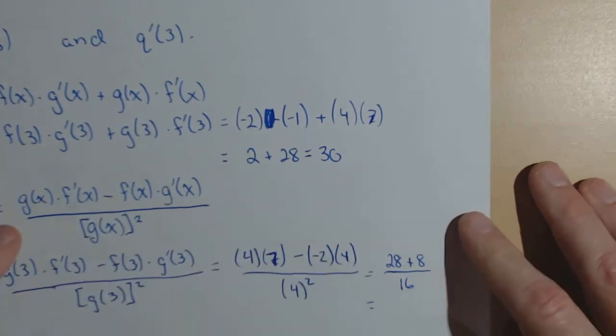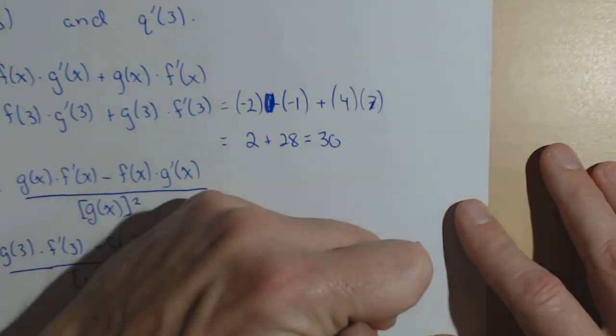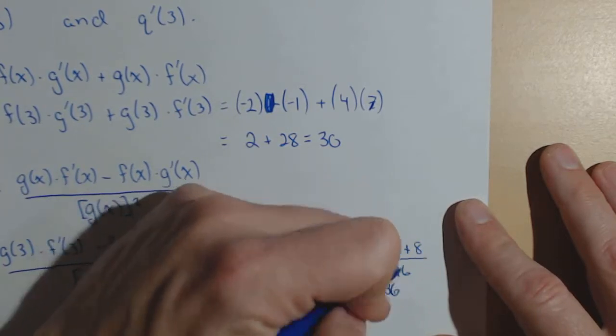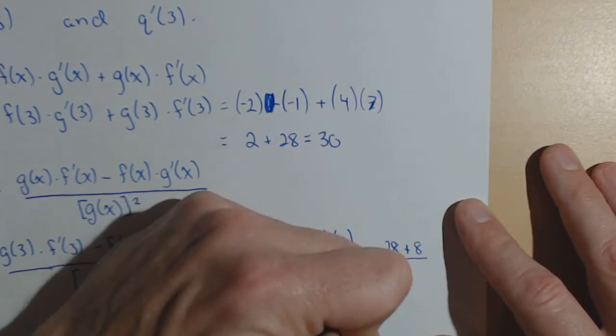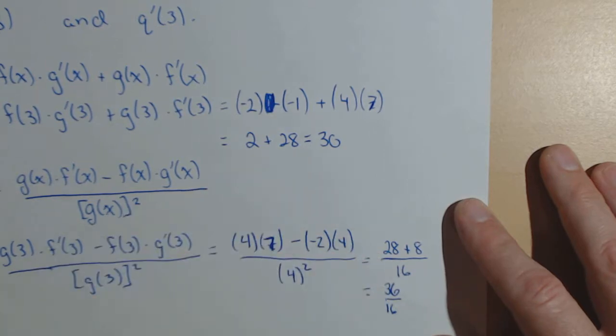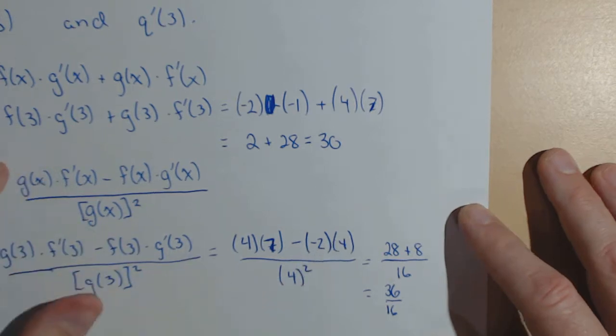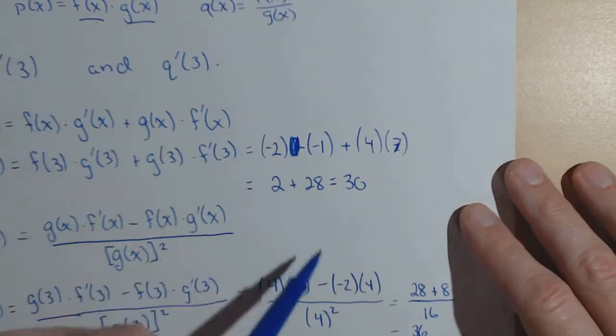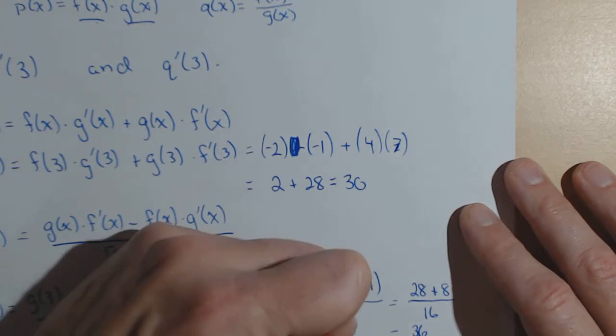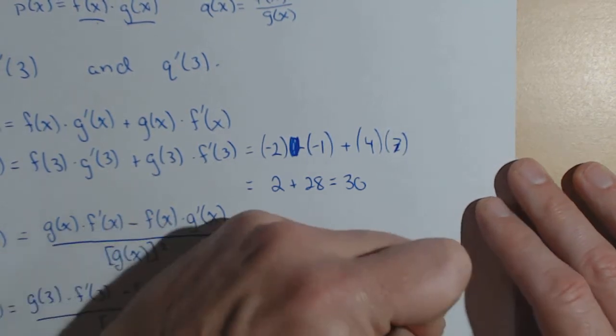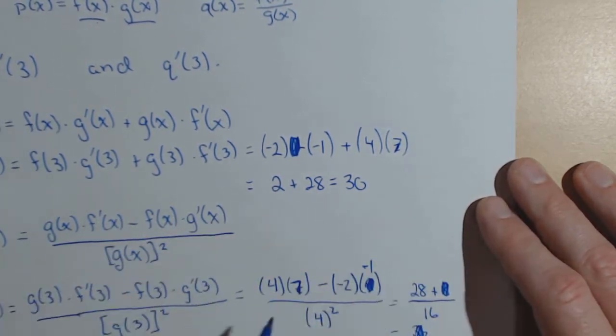Or we'll have 36 over 16. Oh, and I have an incorrect number in here. Sorry, this should have been g prime of 3. This should have been a -1. Let's get that fixed before we go any further. My apologies.